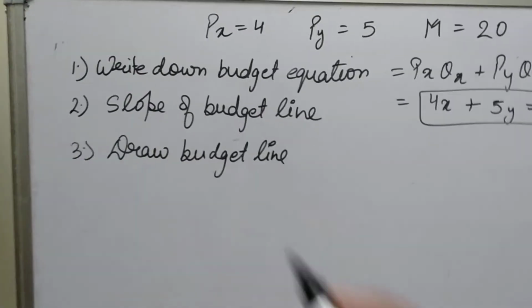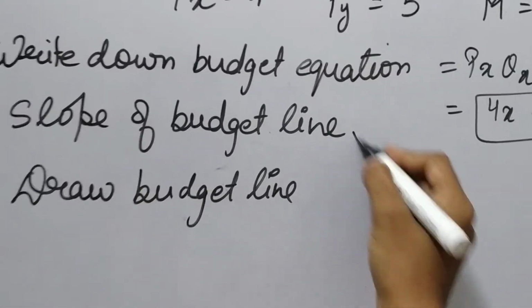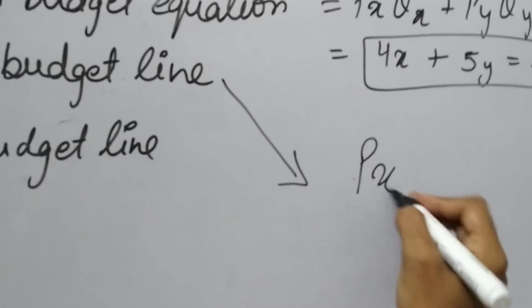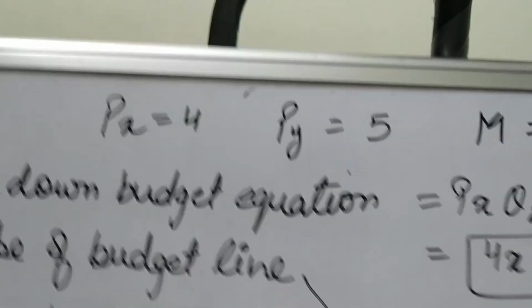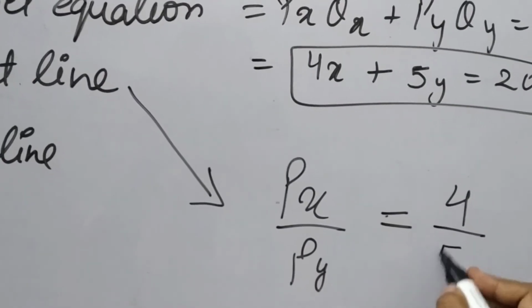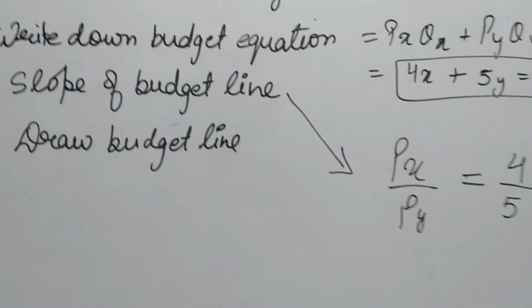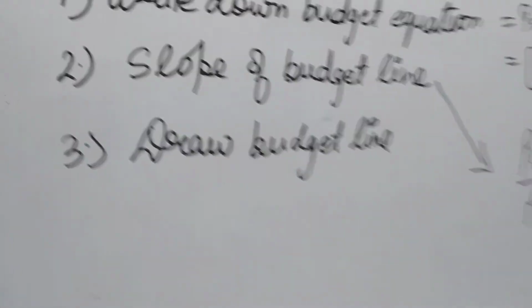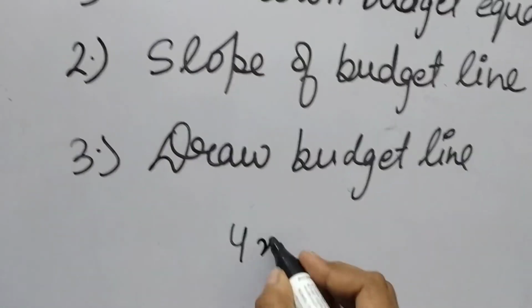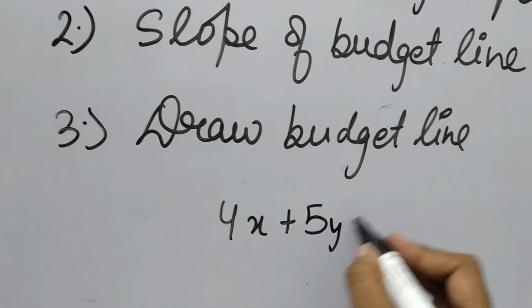Now second thing, slope of the budget line. What is the formula of the slope of the budget line? Px upon Py. So Px given is 4 and 5 is the price of Y. So this is your slope of the budget line. Now draw the budget line. For the budget line we want the points. So first of all, your equation is 4x plus 5y equals 20.